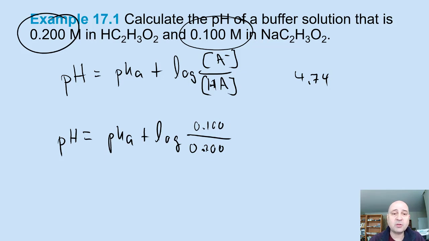Remember, if these two concentrations are equal, the log of 1 is 0, and then the pH is equal to the pKa. That's also something you might want to remember. Later on for titrations, this is going to come in handy. So once you calculate that, you get a pH of 4.44.